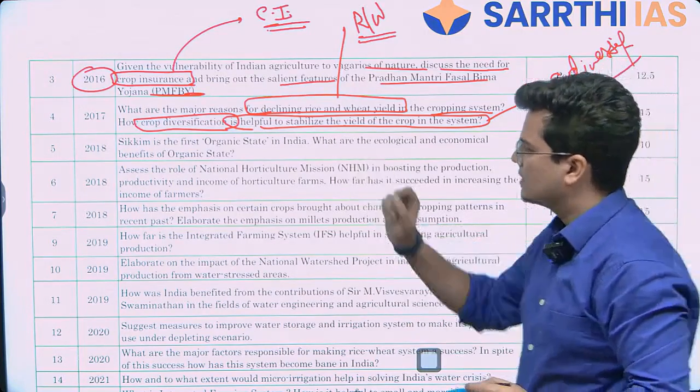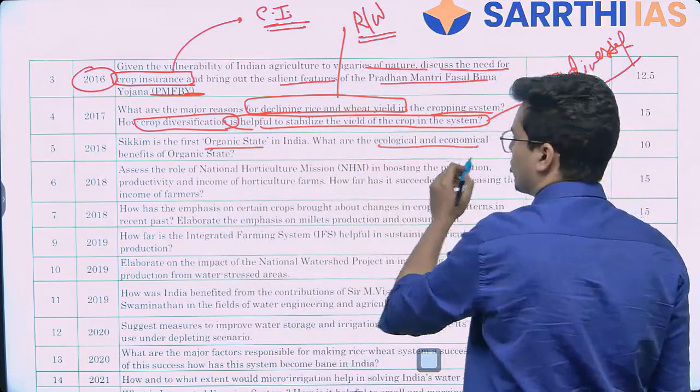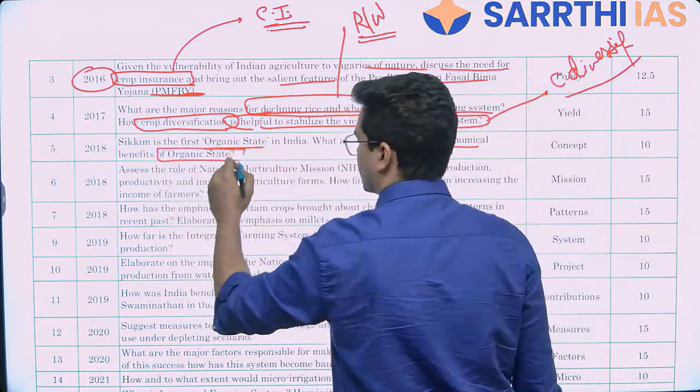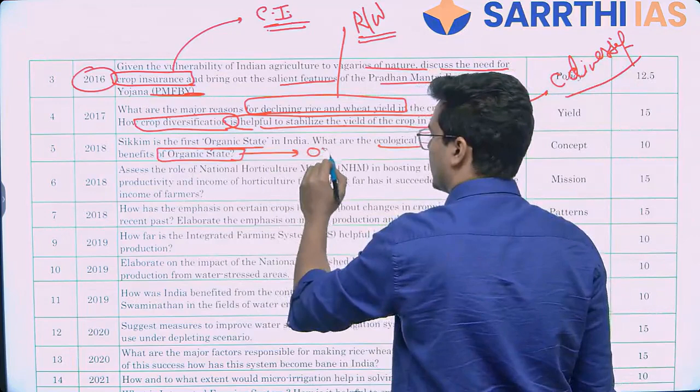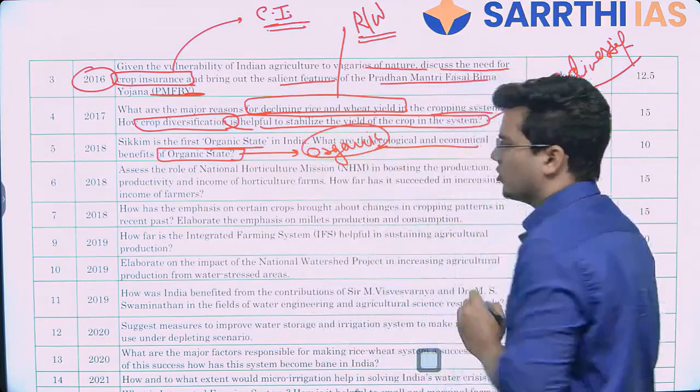Then Sikkim is the first organic state in India. Ecological and economical benefits of organic states. So cropping system में एक system है organic farming. तो ये organic farming के ऊपर question है.